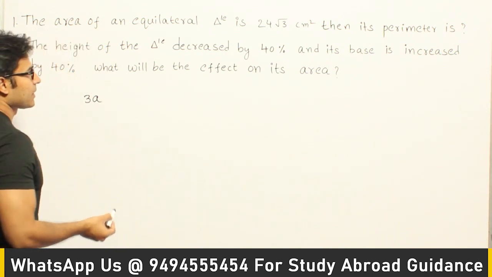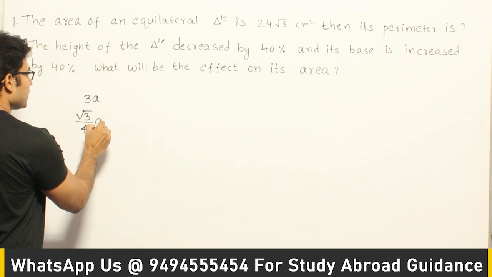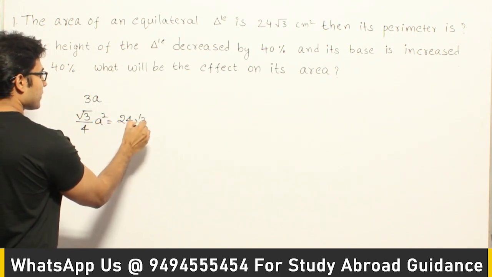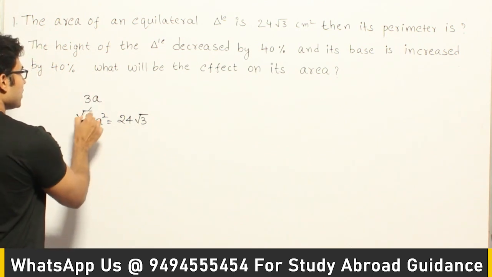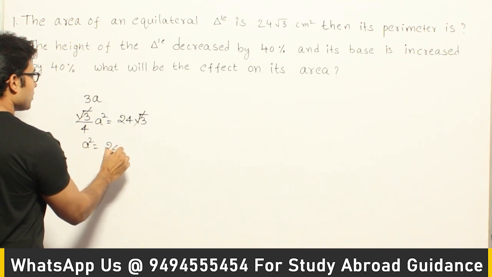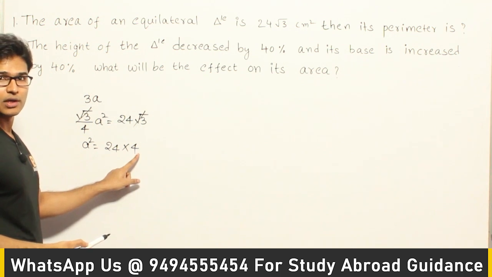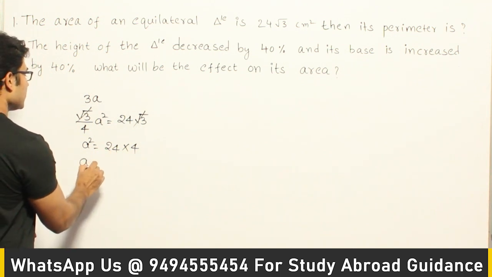And we know that the area of an equilateral triangle is root 3 by 4 A square. So root 3 by 4 A square is given as 24 root 3. From this we are supposed to find out the value of A. So what do you get here? A square equals 24 into 4. I can write it as 6 into 4 into 4. Therefore A will become 4 root 6 centimeters.